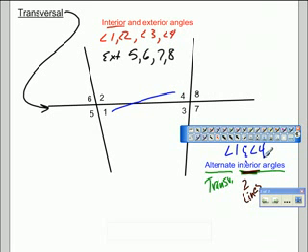Because what we're looking at now is how they relate to one another. So 2, what one alternates with 2? 3. They alternate on either side. So angle 2 and angle 3 are also alternate interior angles.